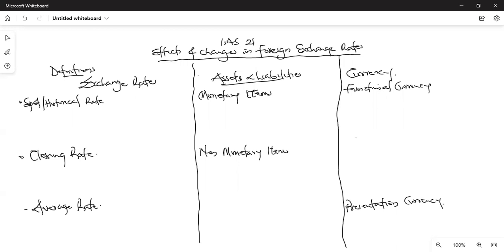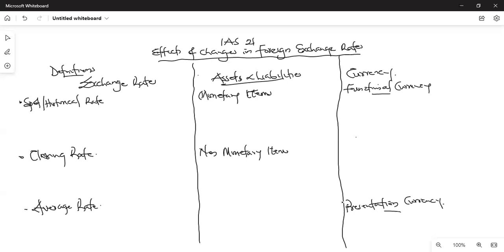And our main objective today is to actually be able to deal with this part, functional and presentation currency. Because if your exams is coming and it is not about the numbers, the only way that they can examine you is about determination of the functional currency. Very, very important. So we want to look at the effect of the changes.